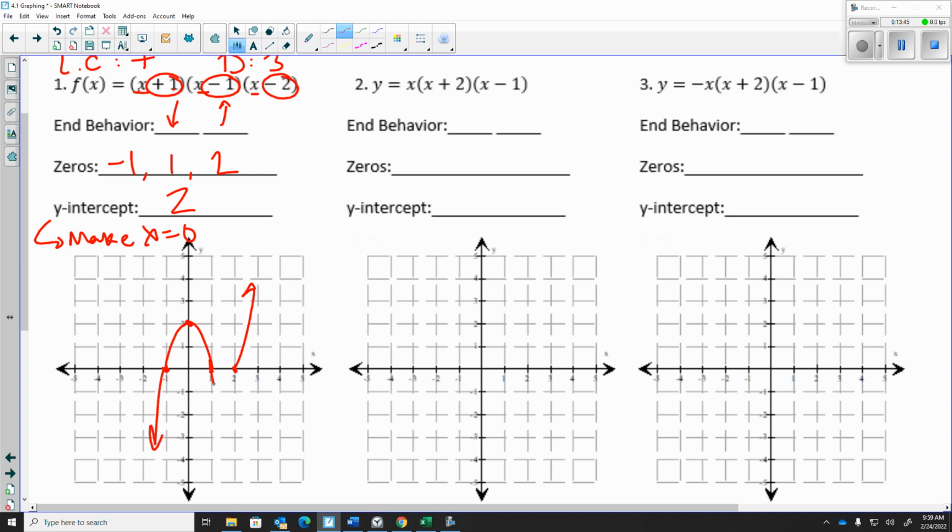I don't know how far down it goes, and I don't really care. All I care about is just a general idea of what it looks like. Once you get into some later math classes, you'll care more about how far it goes down. But for us, it doesn't really matter. I just want a general idea of what it looks like. So it doesn't really matter how far it goes down. And there it is. That's my graph.